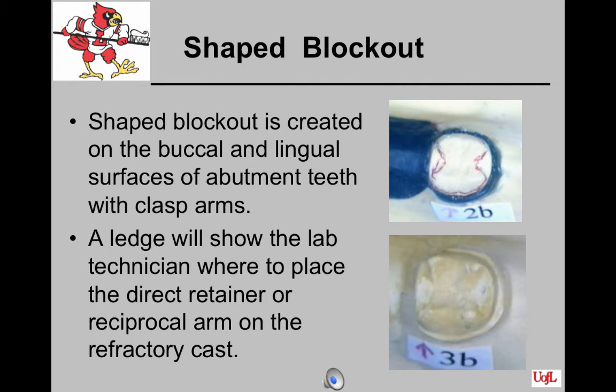Here's a close-up of the shaped blockout created on the buccal and lingual surfaces of the abutment tooth with clasp arms. The ledge will show the lab tech where to place the direct retainer and reciprocal component. Remember, the refractory cast has no undercuts, so the lab tech needs assistance to know where to place the component parts of the wax pattern.